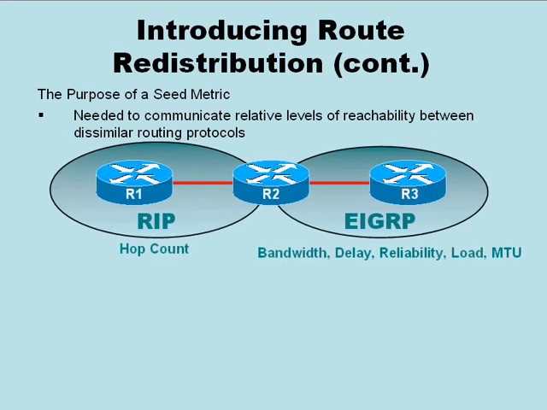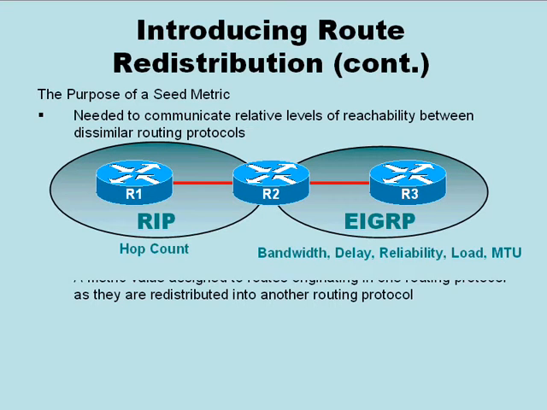Consider, for example, on screen we have an area of the network running RIP and an area of the network running EIGRP. And as we learned earlier in these Video Mentor labs, RIP uses a metric of hop count, and EIGRP, according to some of the literature, has a metric composed of elements such as bandwidth, delay, reliability, load, and the maximum transmission unit size.